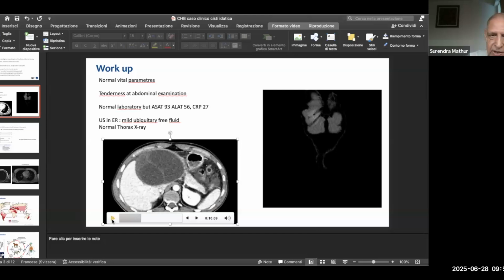Okay. So what you see is the whole cyst is packed with multiple daughter cysts. It's not a unilocular cavity. And that's where the evacuation becomes difficult. You have to puncture each and every one of them with the trocar cannula. Okay, so that is one.